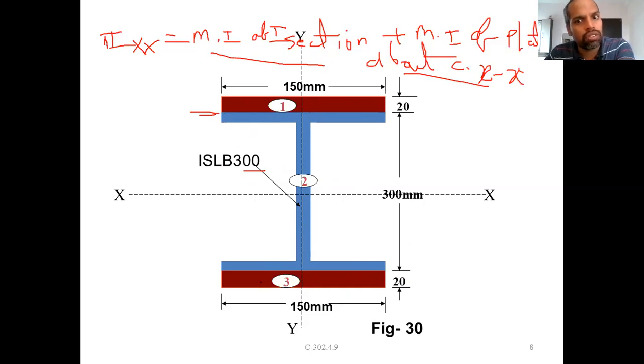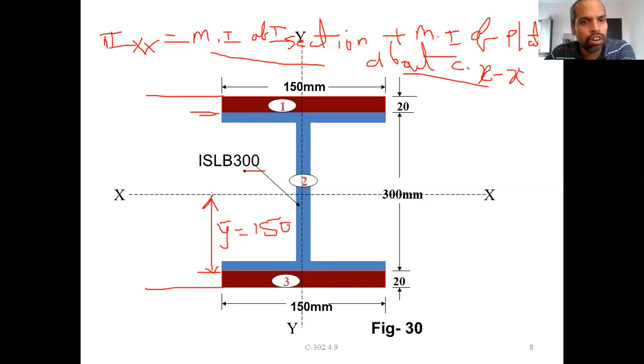How can you say that they coincide? Because if you calculate the centroidal distance, y bar for the single I section is 300 by 2, which means 150. If you include the plates, how much does the total depth become? 300 plus 20 plus 20 is 340. That is the total depth.